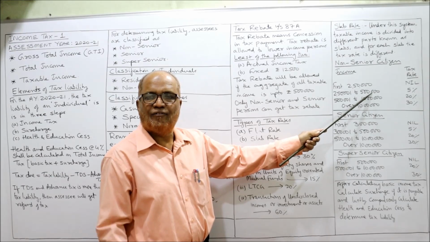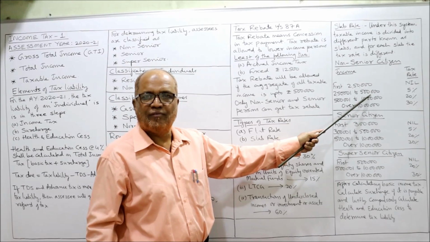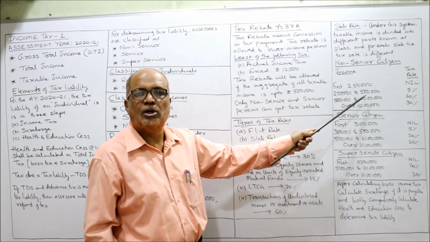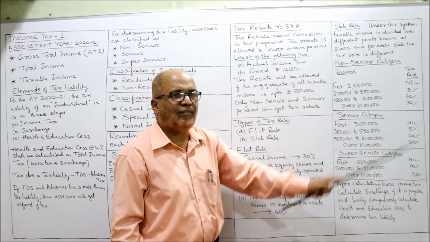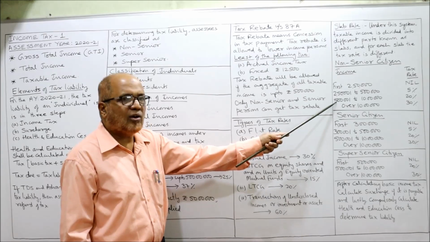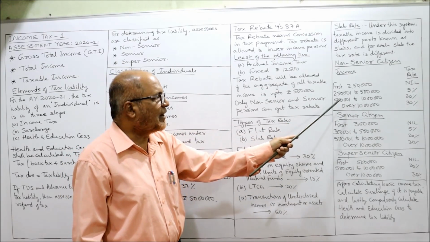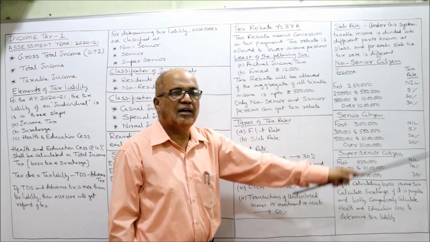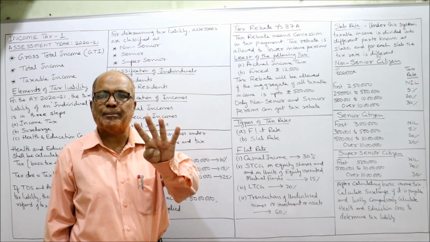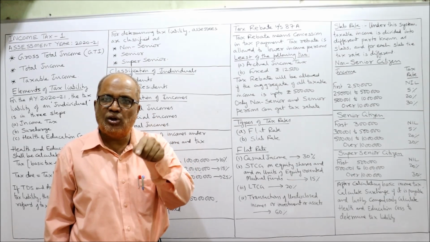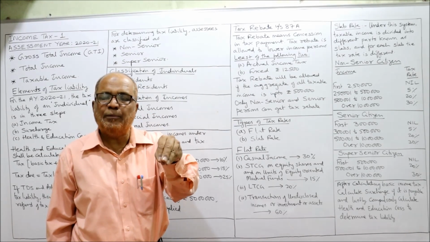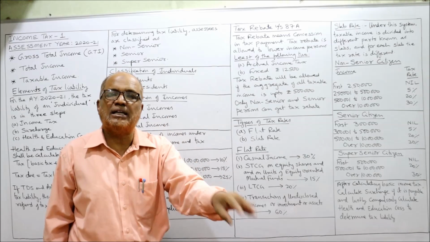So the range of income is 2,50,000. Because total 5 lakh, from 5 lakh remove the first slab. First slab how much? 2,50,000. So 5 lakh minus 2,50,000, remaining 2,50,000 at 5%. Then 5 lakh 1 to 10 lakh, 20%. Over 10 lakh, 30%. So 4 slabs. The first slab 0%. Second slab 5%. Third slab 20%. Fourth slab 30%.